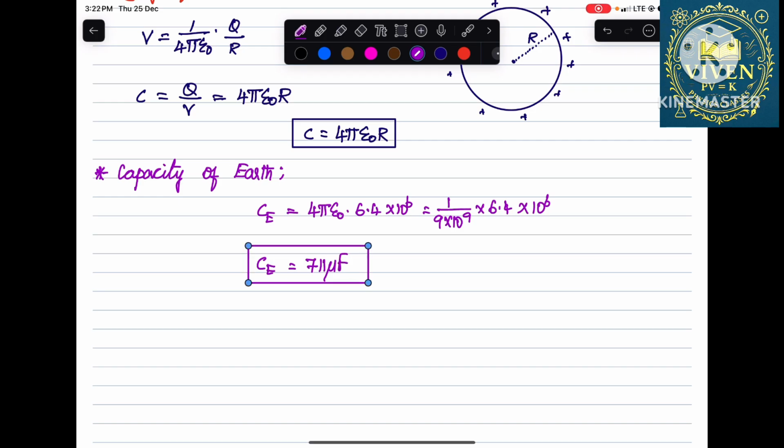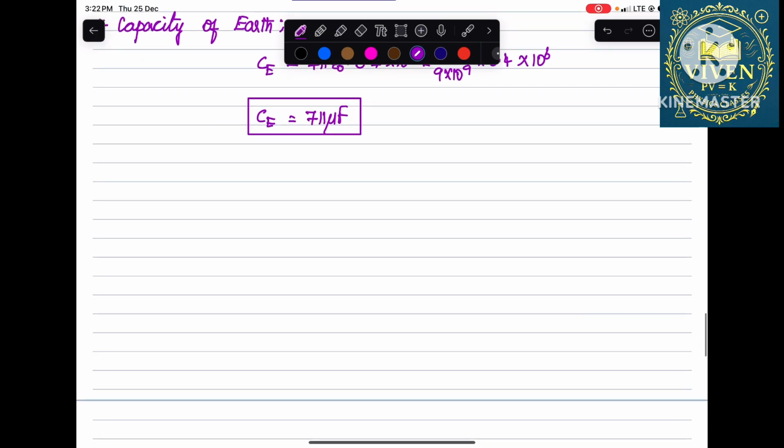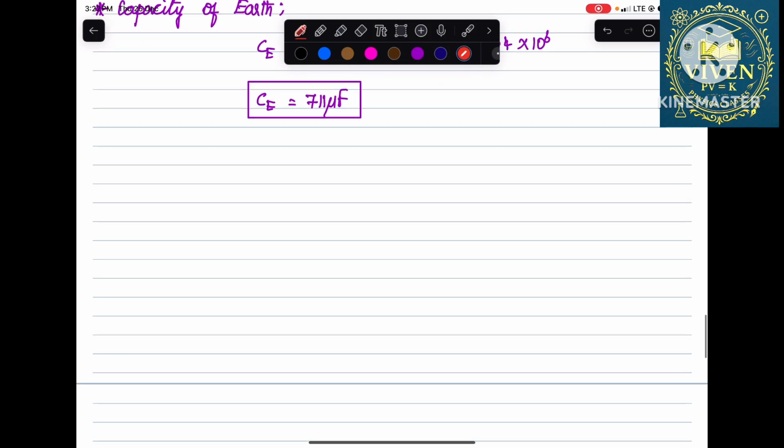711 microfarad. So likewise, if we know the potential, we can calculate the capacitance of any object. And what exactly is the principle behind the capacitor? Let's learn about this one. Principle of capacitor.